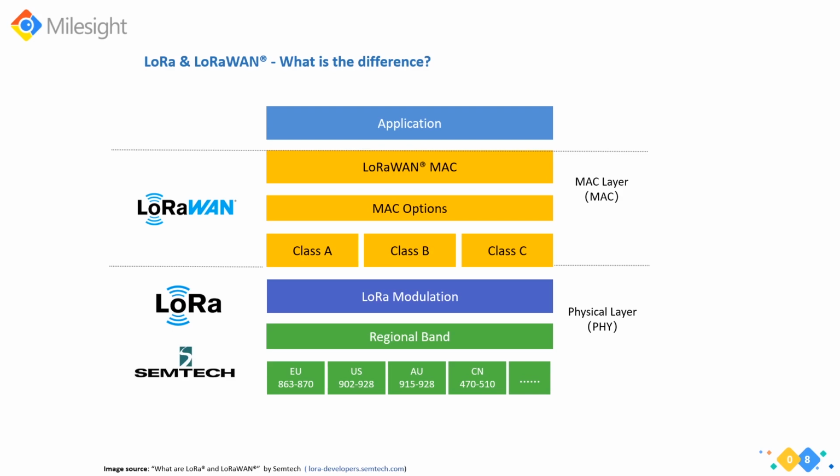If you need payload encryption and decryption, the security part is also the responsibility of LoRaWAN. And then on the top, in blue, you can find the application, which is the IoT application layer. So in total, you have the physical layer, the MAC layer, and the application layer.